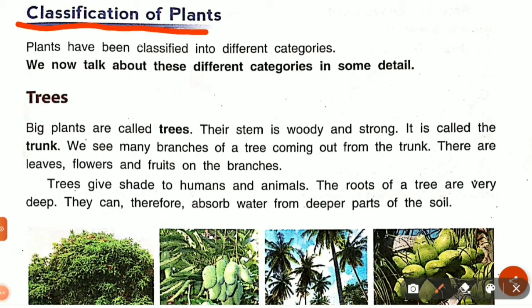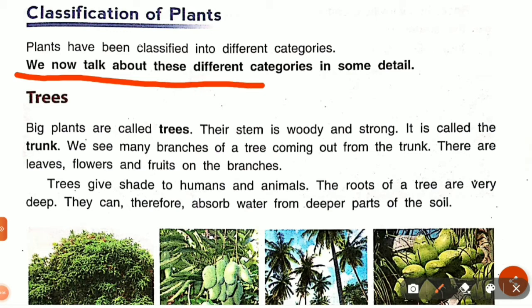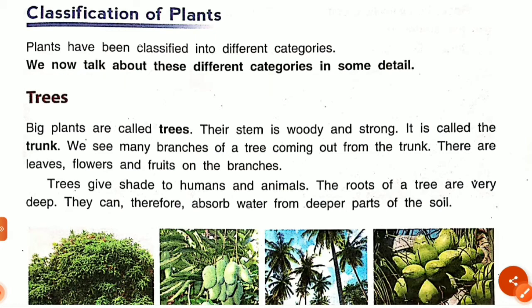Classification of plants. Plants have been classified into different categories. We now talk about these different categories in some detail. So there are different categories of plant. Okay, so now what we're going to do? We're going to study about what are all the different categories. All right, let's see.